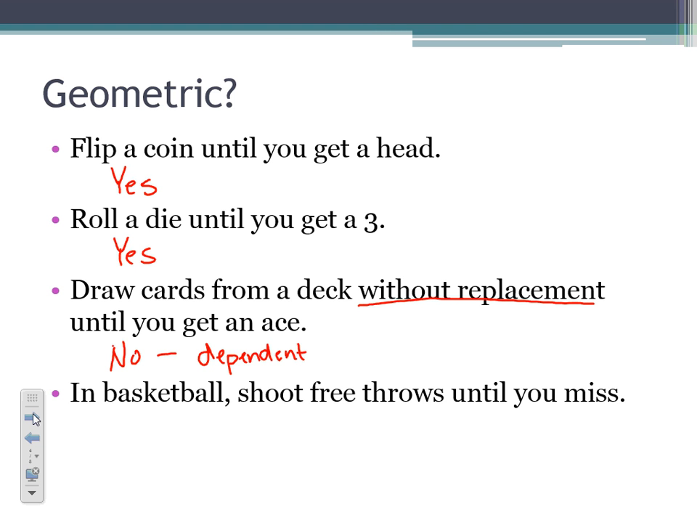Now, if we said with replacement, if we drew a card, put it back in, shuffled it up, right, then we could say that, yes, this would be geometric. But again, we're dealing these cards without. Right? So how about this problem?